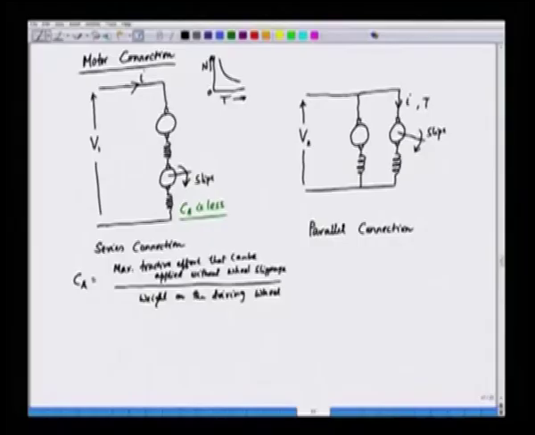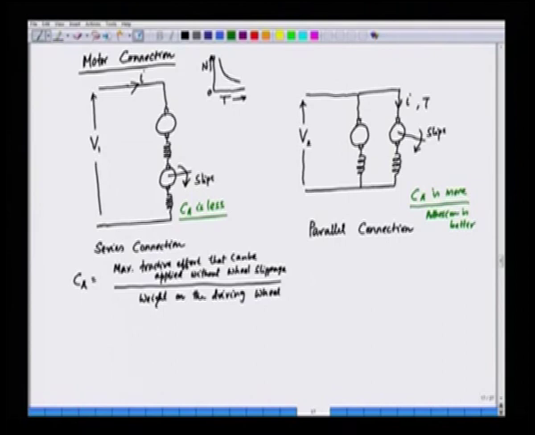So, as per the definition, the tractive effort which can be applied without wheel slippage divided by the weight on the driving wheel, here the coefficient of adhesion will be more. So, here the adhesion is better. We can say CA is more here. So, for this combination, the adhesion is better compared to a series connection.